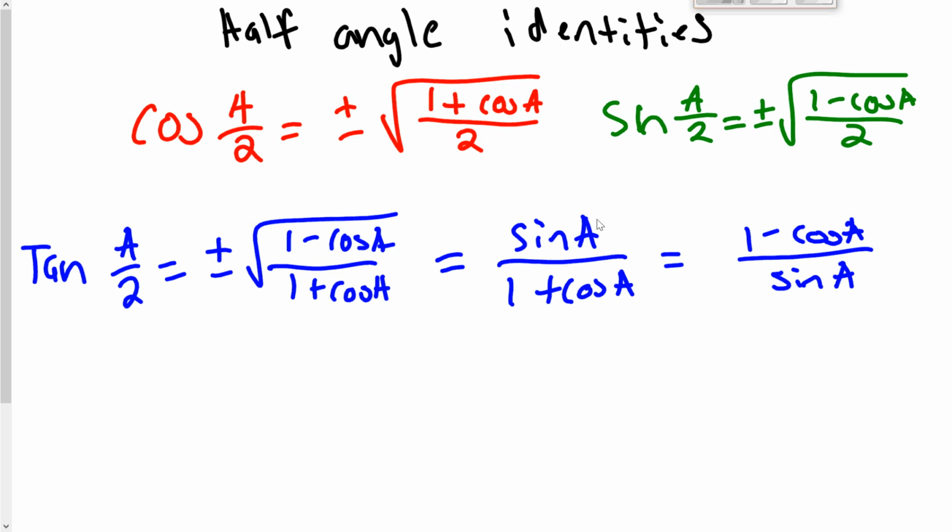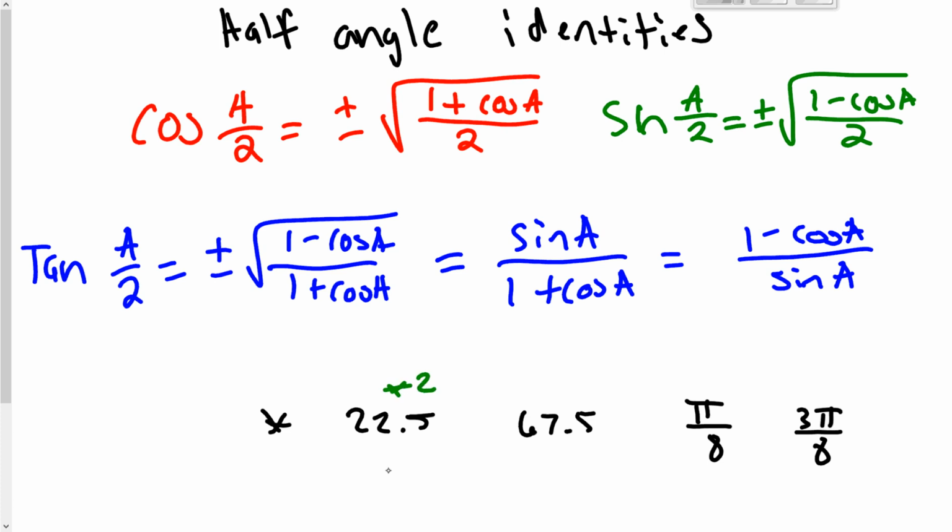So usually these half angles come up when you have something like 22.5, 67.5, or any type of pi eighths, 3 pi eighths, anything that can be rewritten as a half, 0.5. All you have to do is multiply by 2. You multiply all of these by 2, then you'll get your angle A that you're looking to plug in for cosine of A or sine of A for tangent.